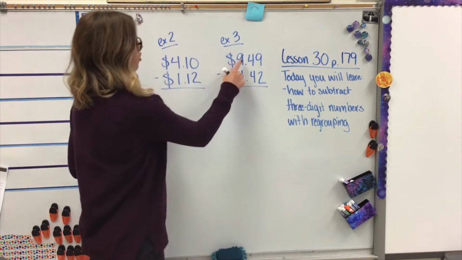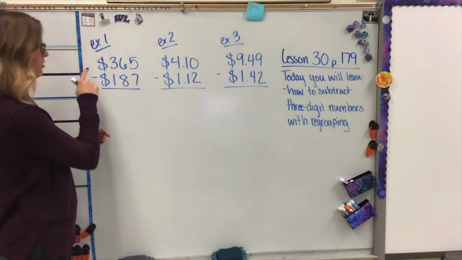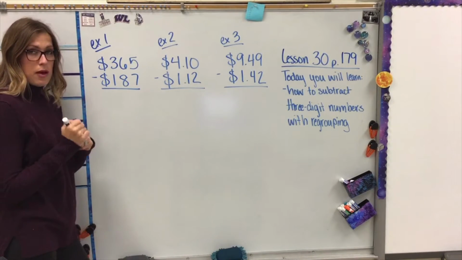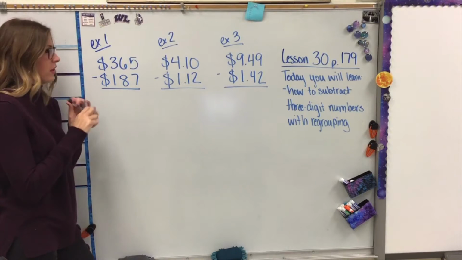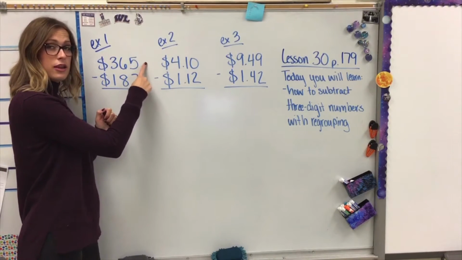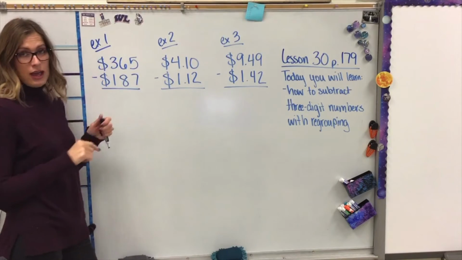So, we're going to take example 1 first, and we're going to do 365 minus 187. Remember, we're thinking about is the number on top bigger than the number on bottom? If it's smaller than the number on bottom, we've got to go next door and borrow.